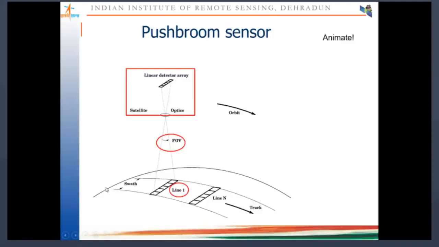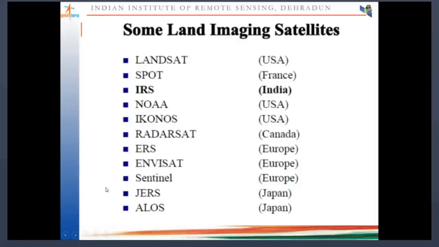There are some examples of common land imaging satellites: Landsat, Spot, IRS, NOAA, Ikonos, Cartosat, etc. On the satellites are kept the sensors, and the names of sensors are depicted here: multispectral scanner, thematic mapper, then MODIS, WiFS, AWiFS, etc. So different sensors are there on different satellites.